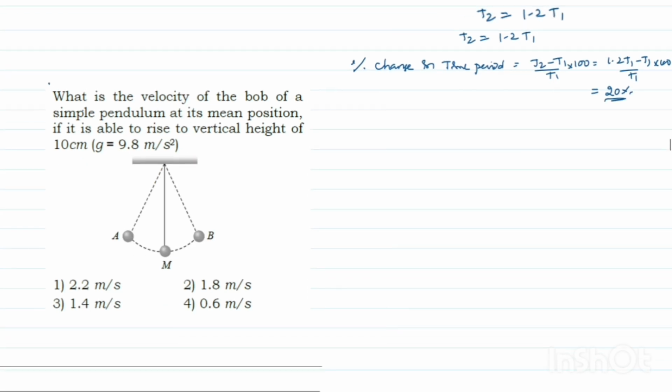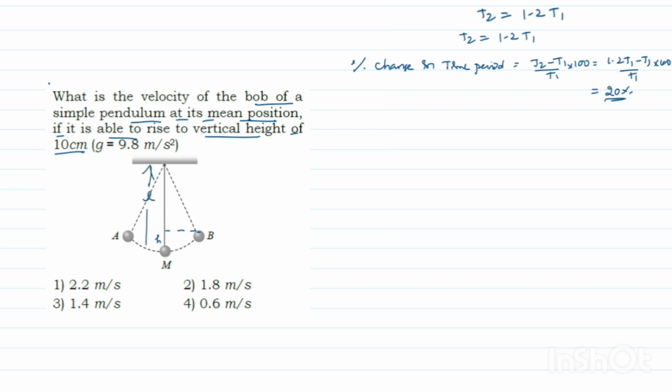Let us see the next question. What is the velocity of the bob of a simple pendulum at its mean position if it is able to rise to a vertical height of 10 centimeter? If the bob rises to a vertical height, this is the height H, and this is the length of the pendulum L, and from here to here it is L minus H.